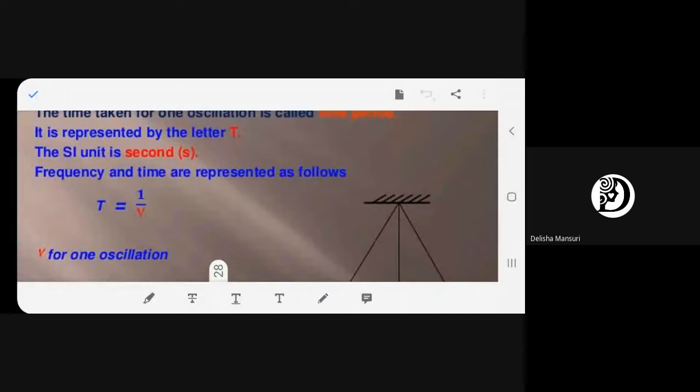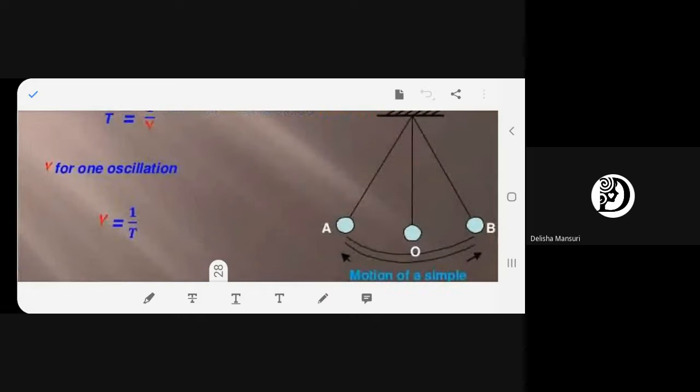Then for one oscillation, nu is equal to 1 upon T.